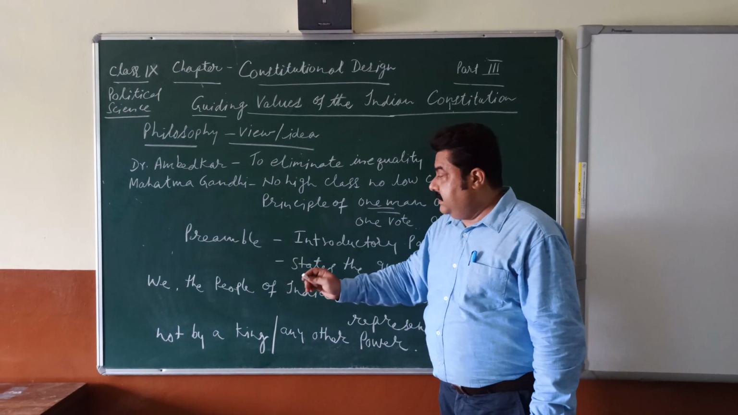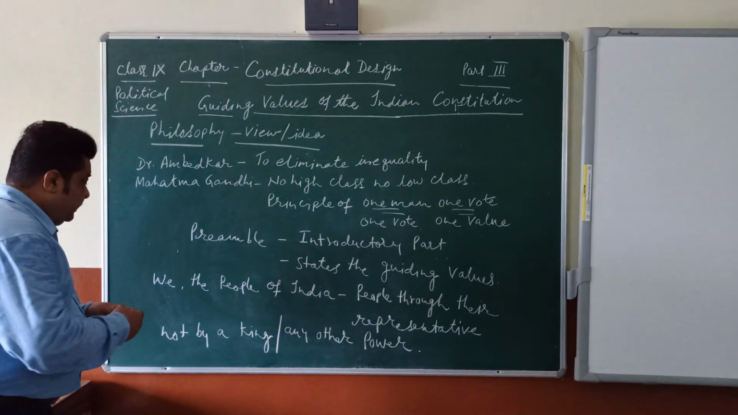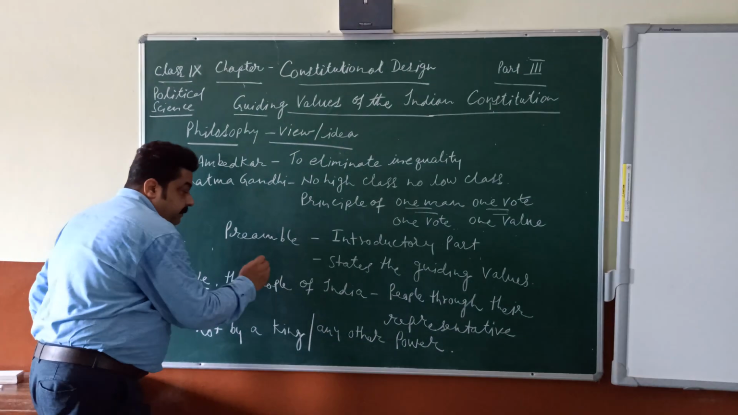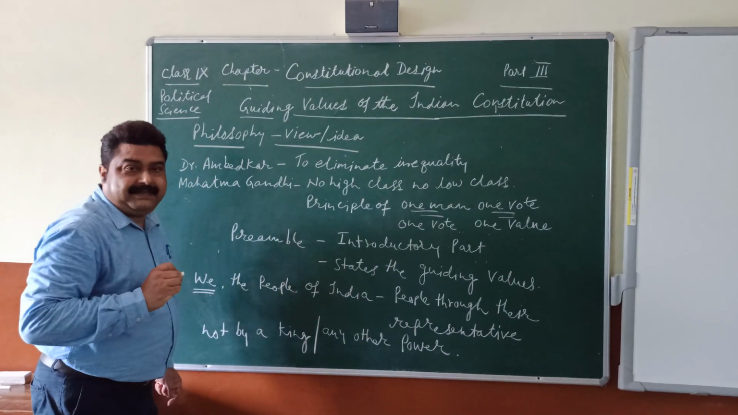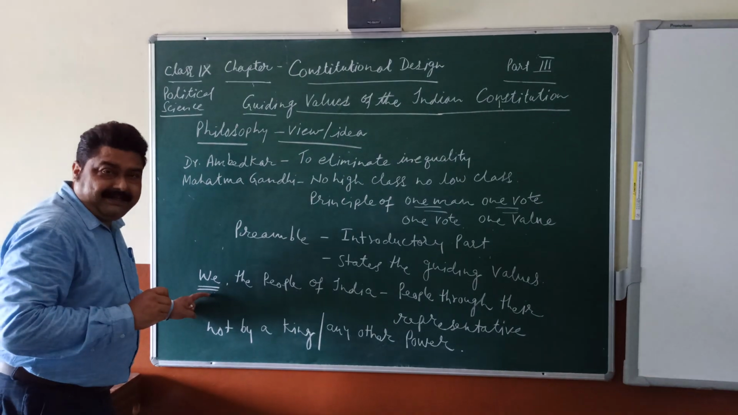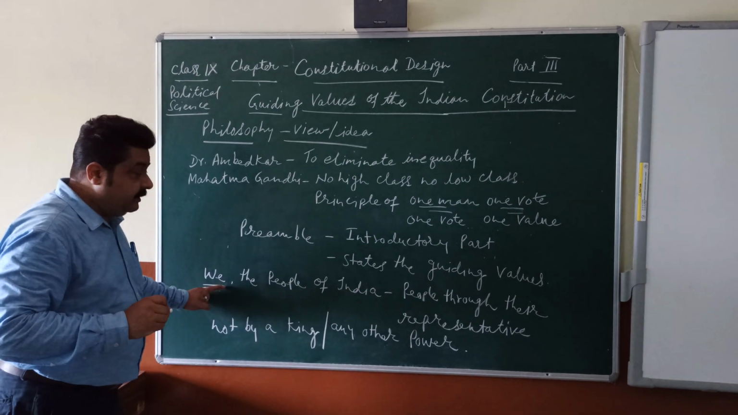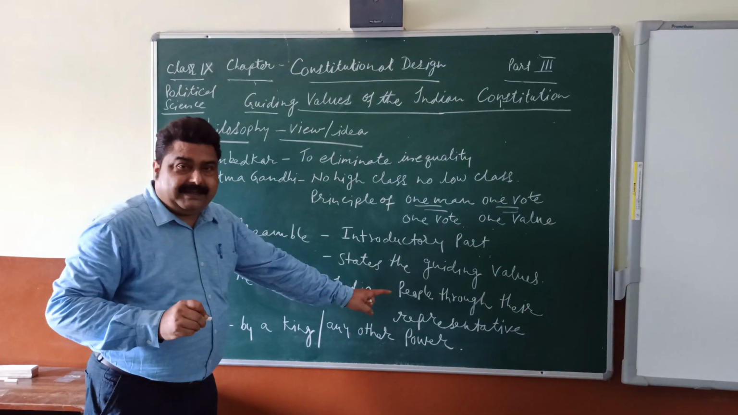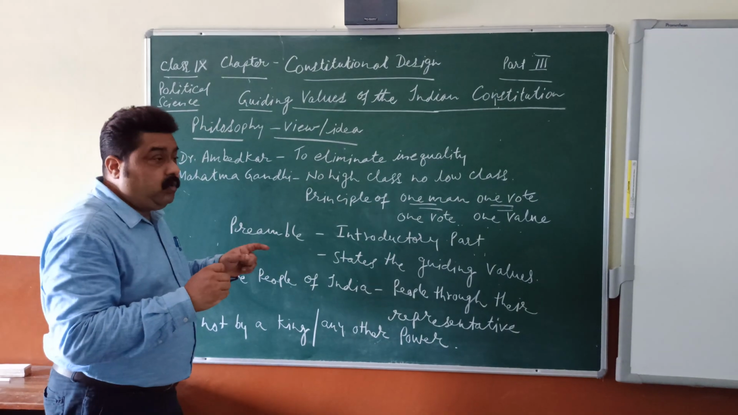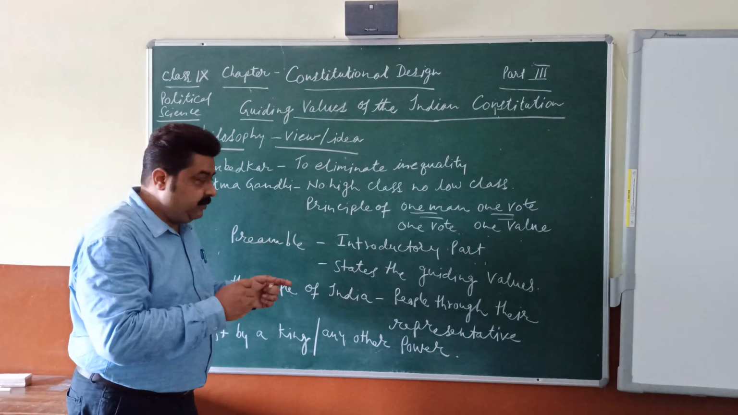The preamble begins with a very important word, and that is we. This is a very important word. We, the people of India. It is not I, it is we. I emphasize this word we. We refers to the people. Which people? People means here the representatives who formed the Constitution.